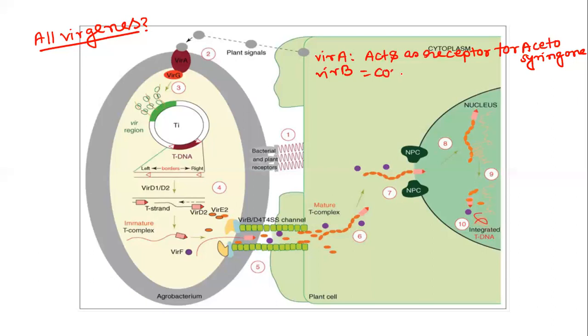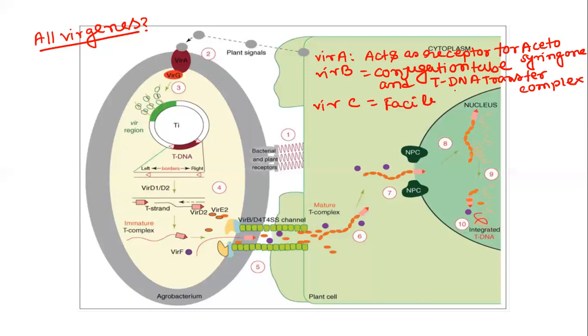So, conjugation tube or pilus-like structure and the T-DNA transfer complex. Vir C facilitates the activity of vir D.